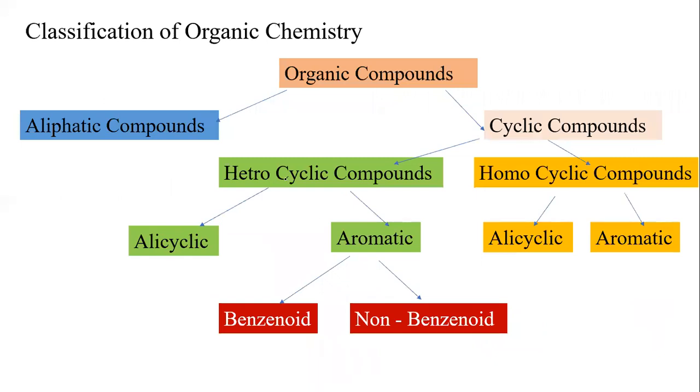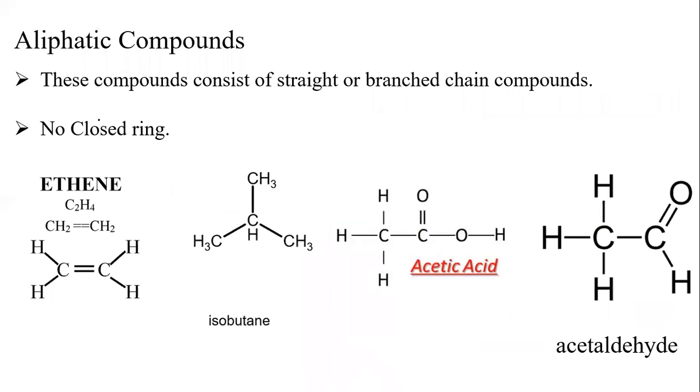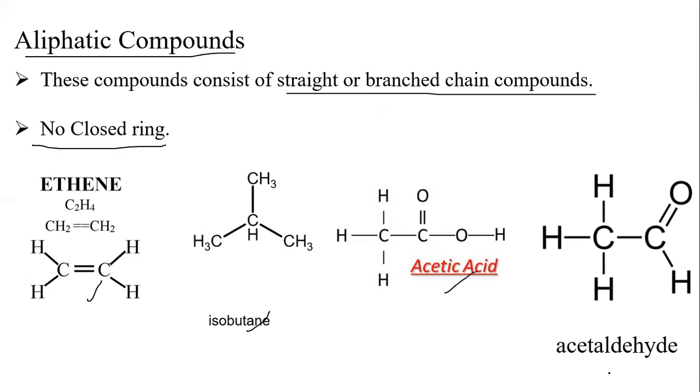This is a repetition, students. It's a classification of organic compounds, and in coming classes we are going to deal with each and every compound. These are the aliphatic compounds. Aliphatic compounds are nothing but straight or branched chain compounds. There are no closed rings. Simple examples are ethane, isobutane, acetic acid, and aldehydes. Remember, aliphatic means straight chained compounds.